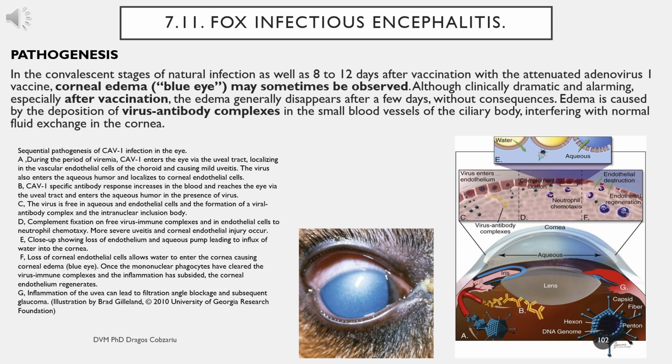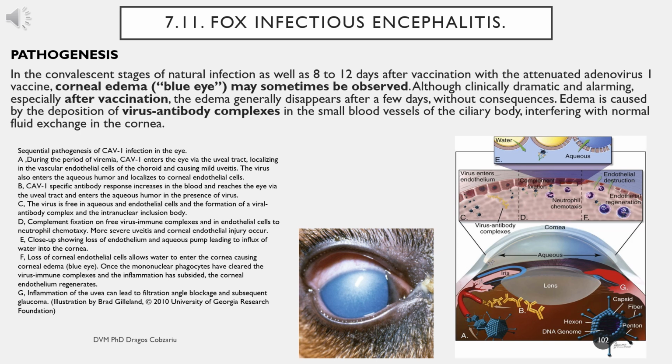Sequential pathogenesis of CAV1 infection in the eye. A. During the period of viremia, CAV1 enters the eye via the uveal tract, localizing in the vascular endothelial cells of the choroid and causing mild uveitis. The virus also enters the aqueous humor and localizes to corneal endothelial cells.